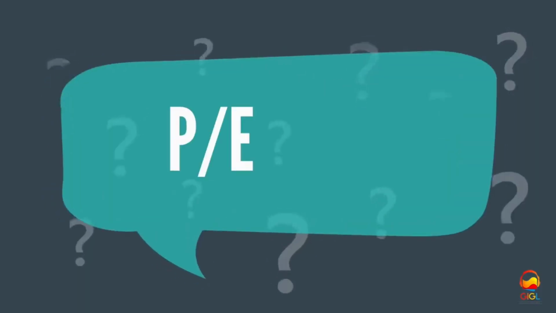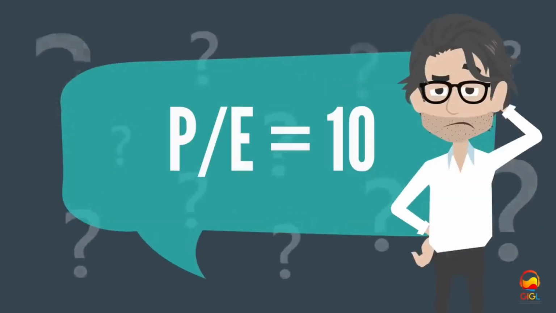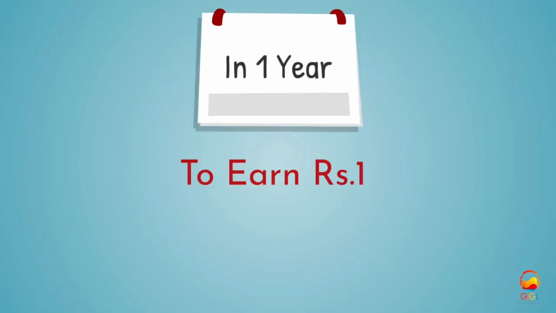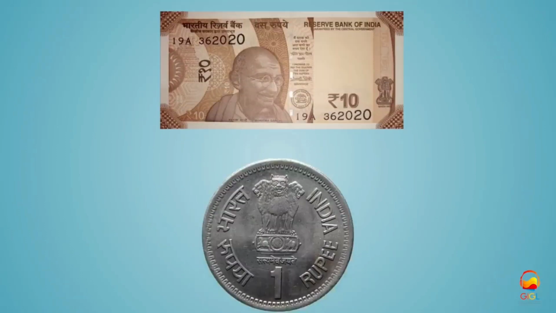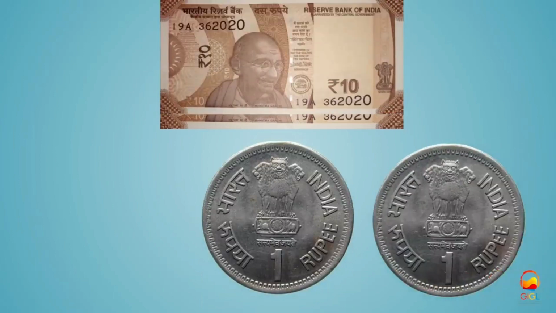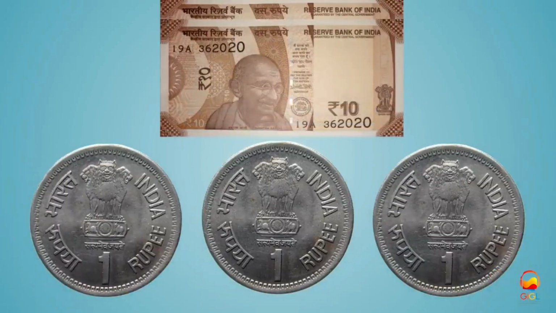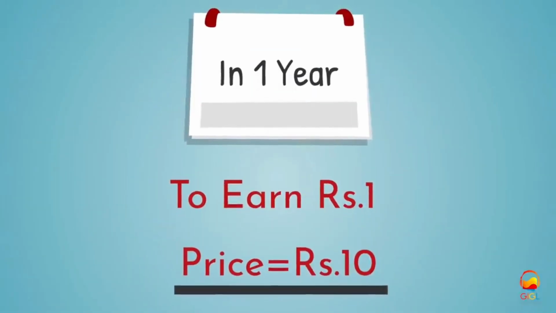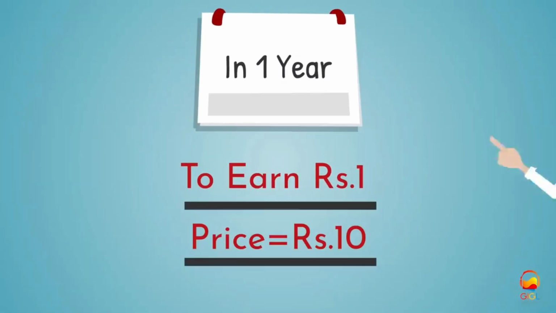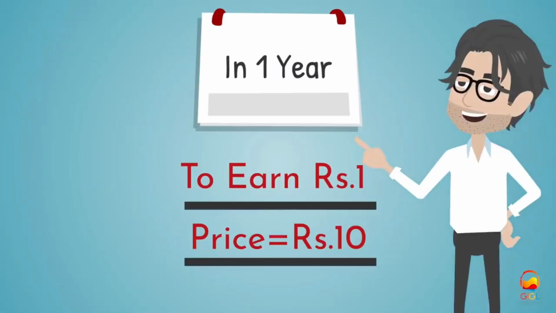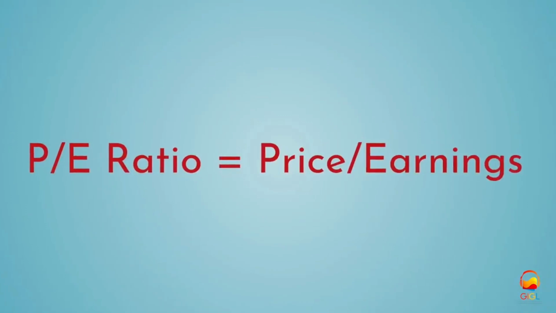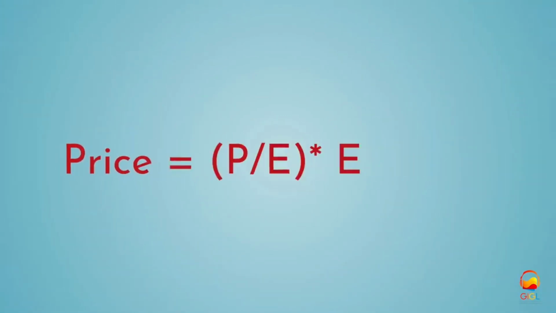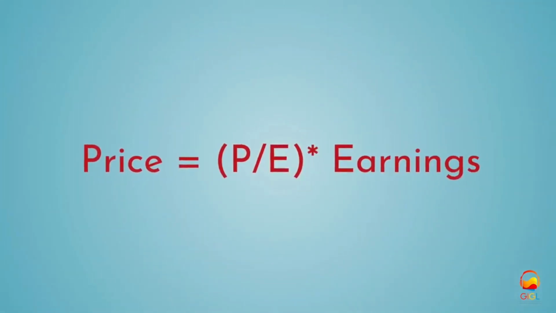Now the question is, this has come to PE 10, but what does it mean? This means, to earn 1 in a year we have to pay 10. That is, a 10 rupee note will give us 1. The next 10 note will give us 1 more, and another 10 note will give us 1 more, and so on. There are 10 notes of 10 in 100, and each 10 rupee note earned us 1 in a year. Now we can look at this equation in another way also. If we multiply the denominator on the other side, then it becomes price is equal to PE times earnings.